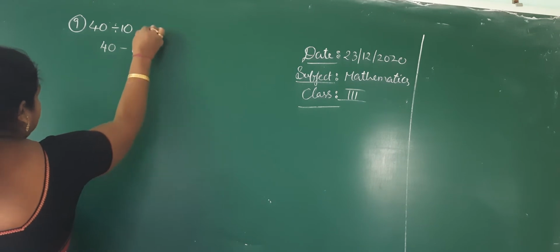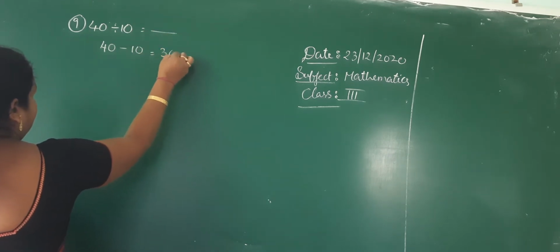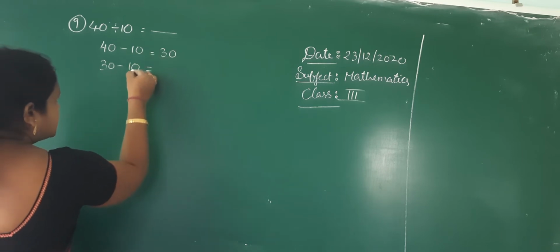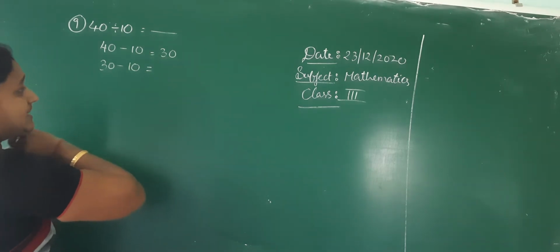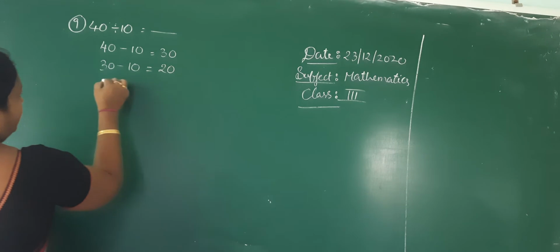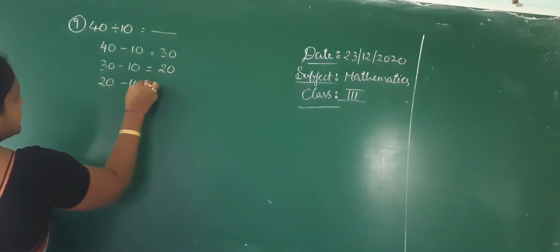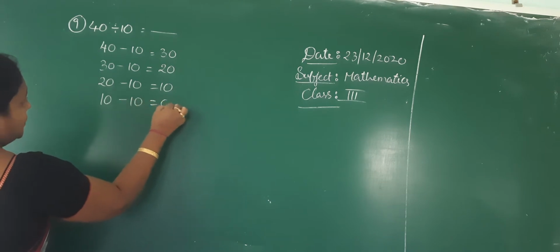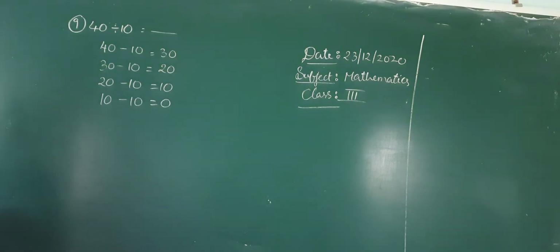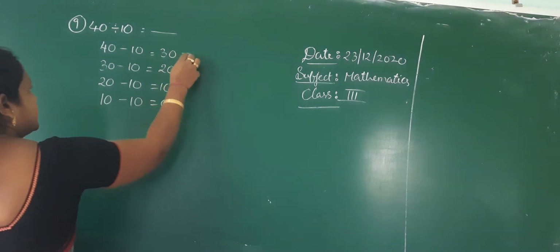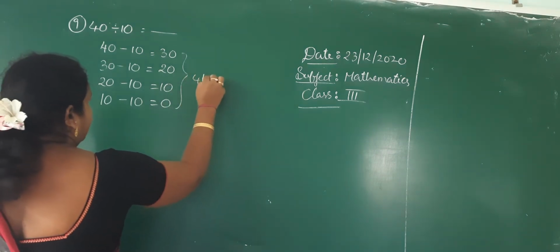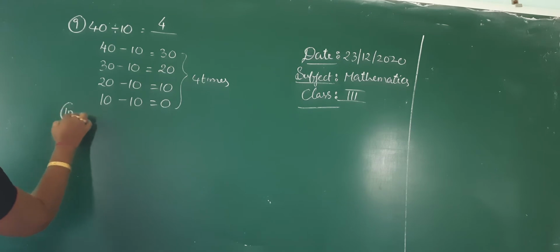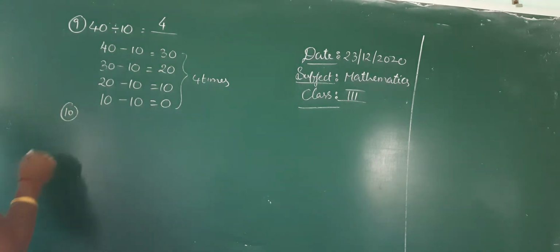40 minus 10 equal to 30. Next, 30 minus 10. We have to repeat, we have to subtract that 10 till we get 0. 20. Next, 20 minus 10. 10 minus 10, 0. So, how many times did we repeat this subtraction? 4 times. See the next method.